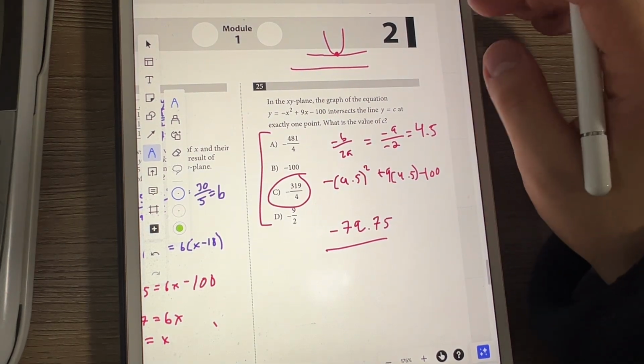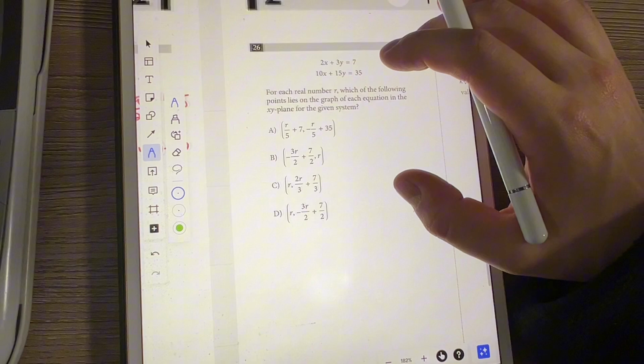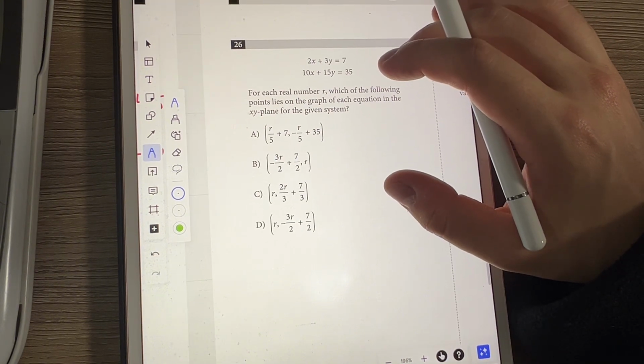Nice, we have 2 more to go. I know this one is tough. Remember, Desmos is your friend. 26 is a really, really crazy one.